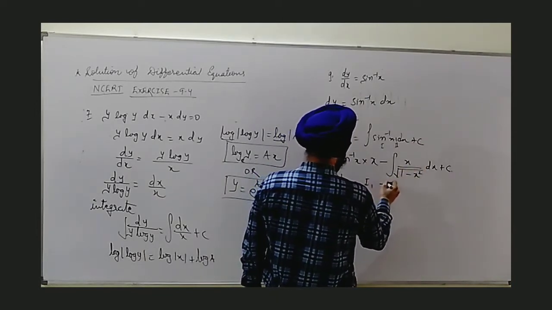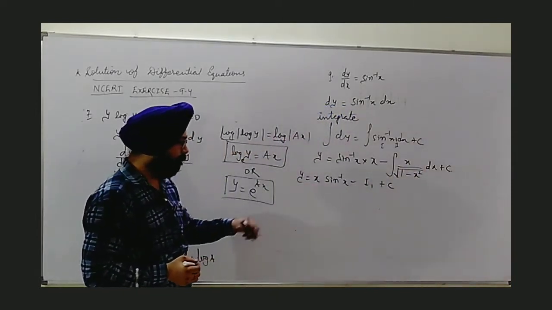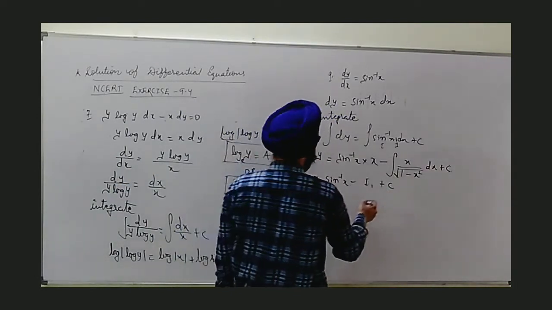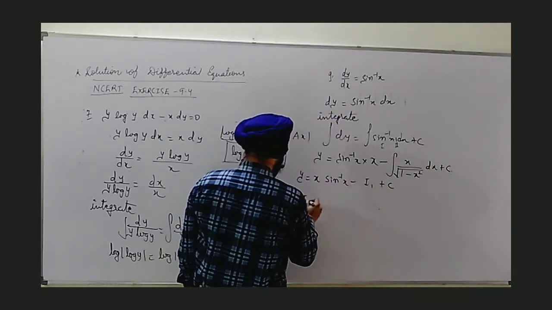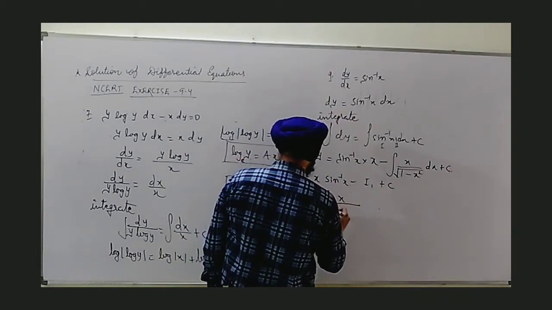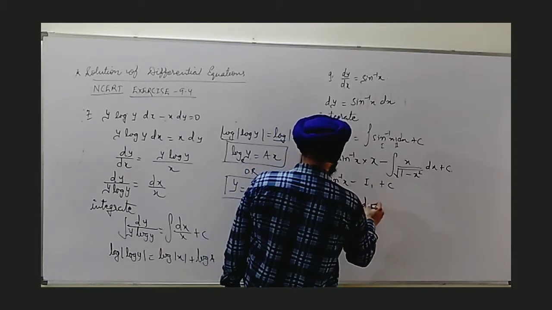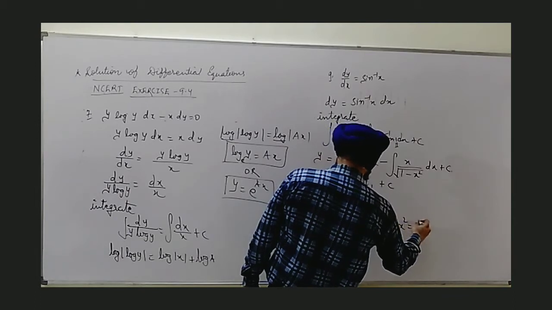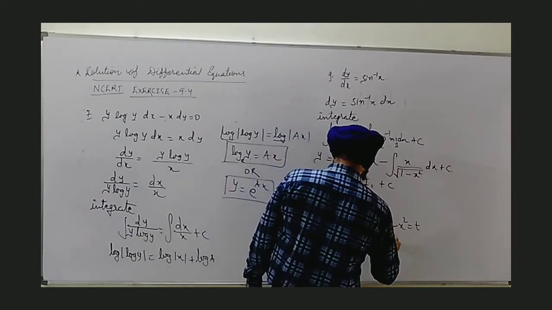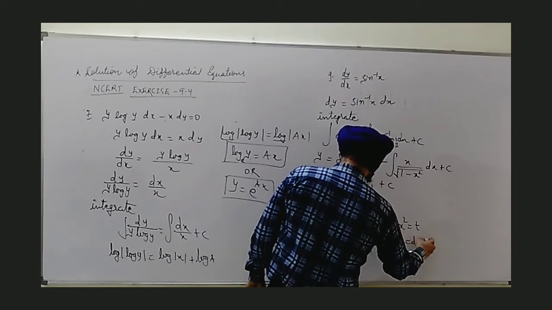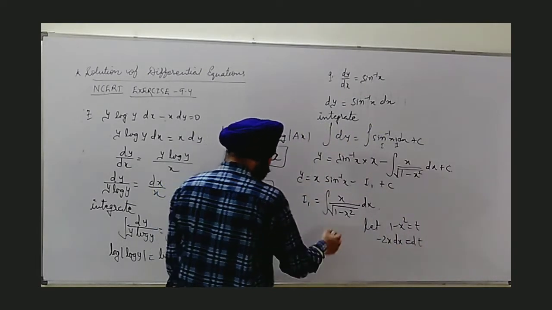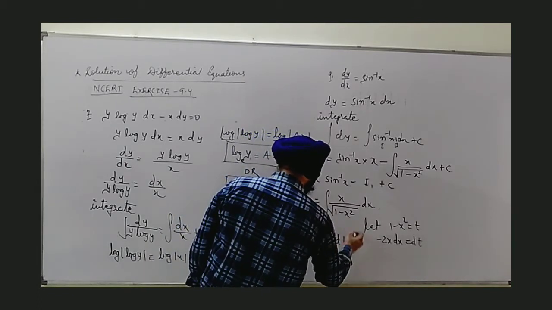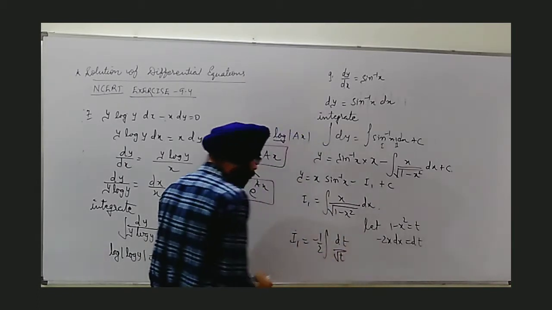Let me say this is I1, because this time I will not do it already. We'll take a few steps if I have to explain fully. Okay, so here we can say I1 is the integral of x upon under root 1 minus x square dx. So let's substitute 1 minus x square as t, differentiating I get minus 2x dx as dt. So we can say x dx, its value is minus 1 upon 2 dt, and below we get root t.